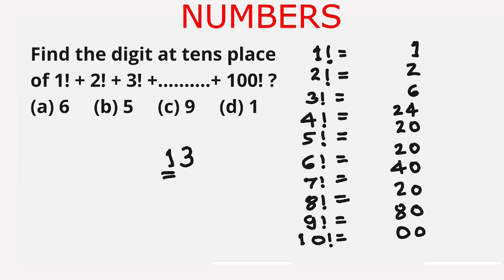So our answer, the tens place digit of 1 factorial plus 2 factorial plus 3 factorial up to 100 factorial, is 1. And from the given options, our answer is option D, 1. I hope you have understood the method of solving such types of questions. We go to the next question.